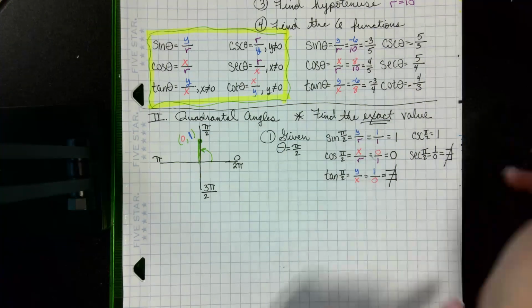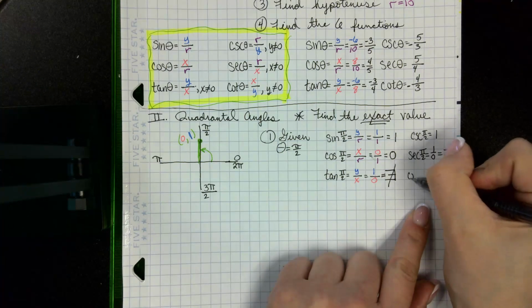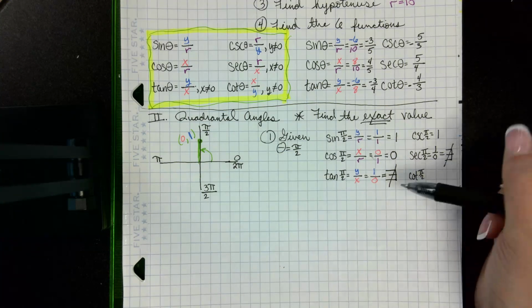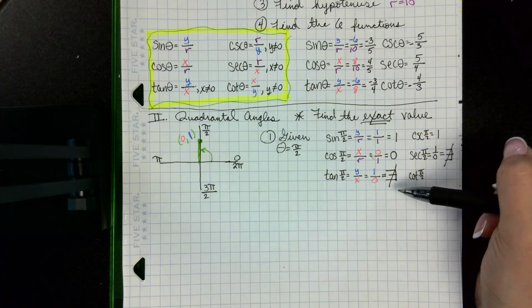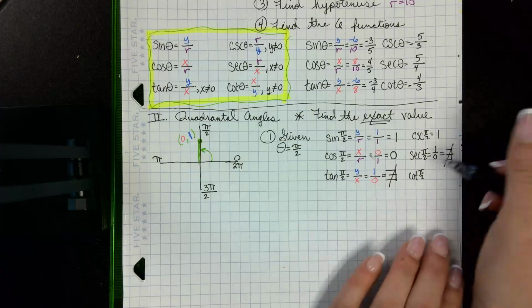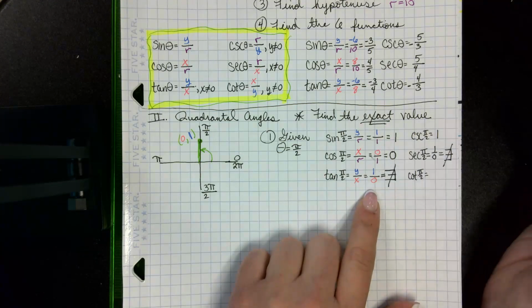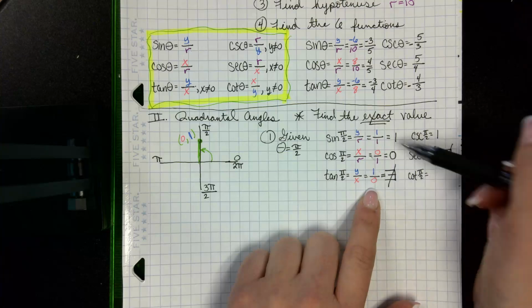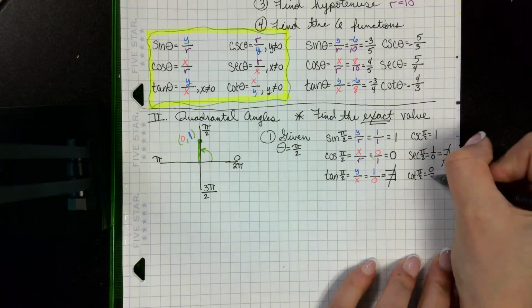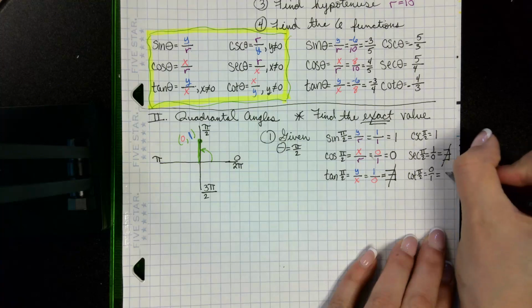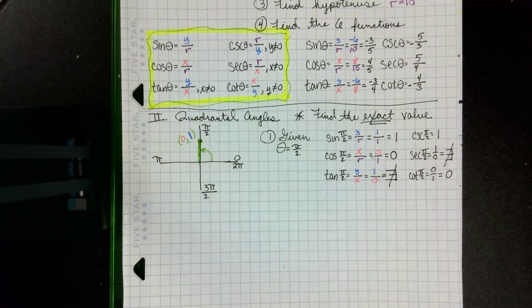Same thing. And then cotangent, pi over 2. Can you have a cotangent if your tangent is undefined? Yeah, sure you can. I just said it's tricky. 1 over 0. 0 over 1. Flip it. 0 divided by 1 is just 0. So we found all 6 of them.